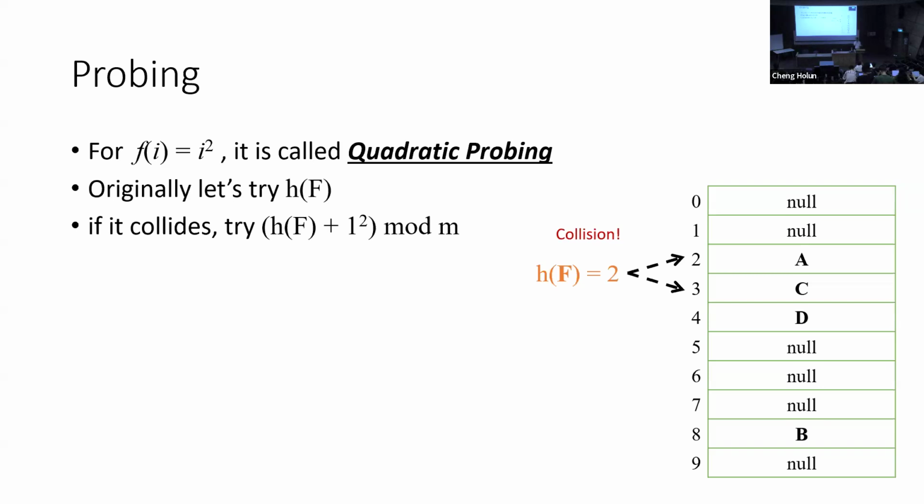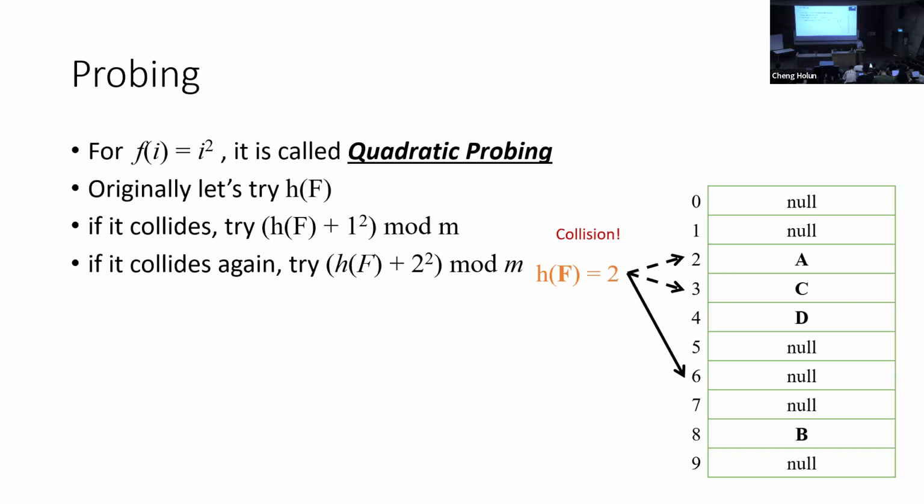What is the next position? In the last linear probing, I will look for position 4 because it's HF plus 2. But in this quadratic probing, we do HF plus 2 squared instead. So I jump to this one to see if there's any space. Okay? Instead of looking for one seat and one seat after another. So I put F there. So this is called quadratic probing.